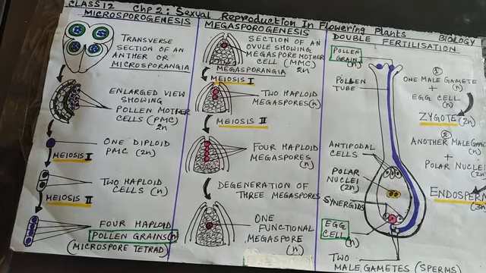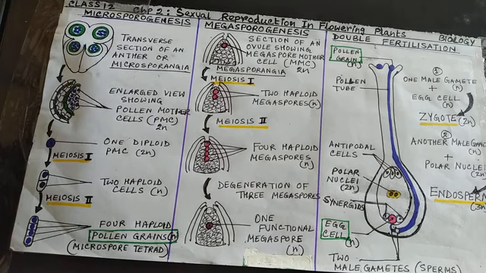Class 12. Today we will start the second chapter of your syllabus, Sexual Reproduction in Flowering Plants. I have divided the chapter into 3 video clippings. This is the first video clipping. Here we will discuss microsporogenesis, megasporogenesis and double fertilization.